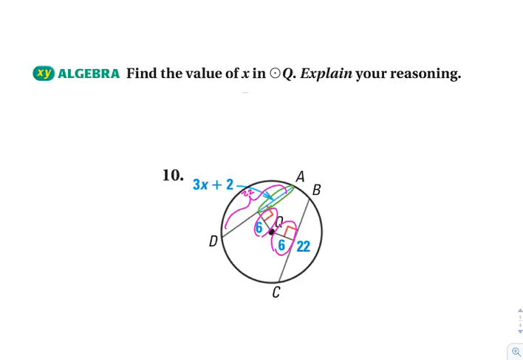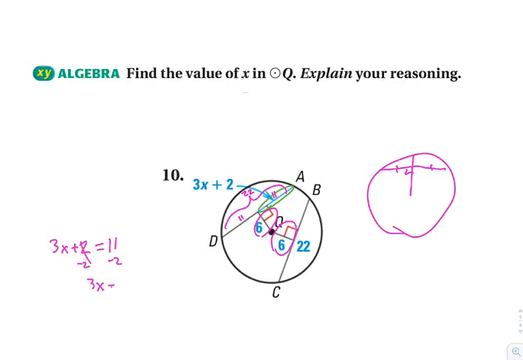But oh yeah, I remember in a circle, if I have a radius or diameter that is perpendicular to a chord, it must be the perpendicular bisector and split it in half. So that means I split this 22 into an 11 on this side and 11 on this side. So that means 3x plus 2 must be equal to 11. And then we can quickly solve with some algebra. So 3x is 9 and x is 3. And it wanted us to find the value of x.